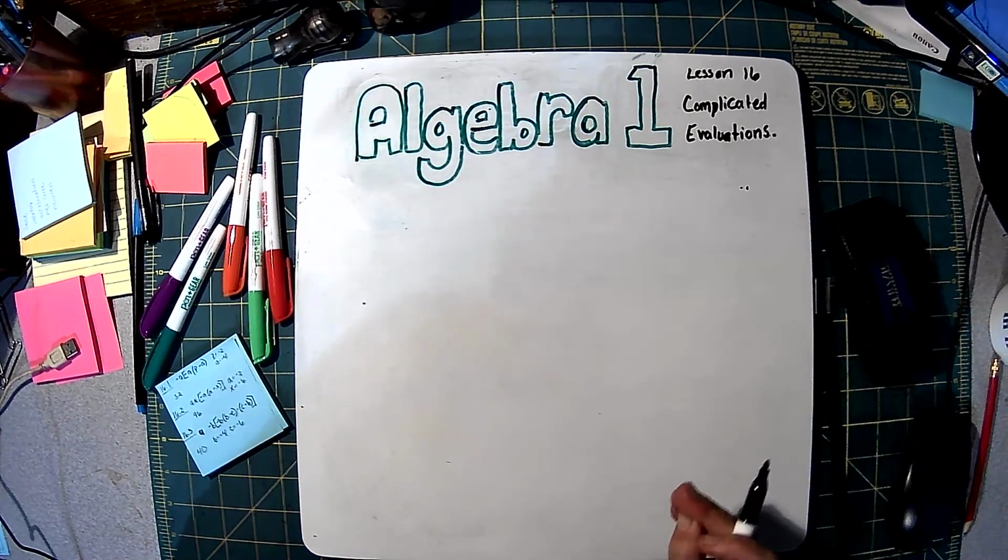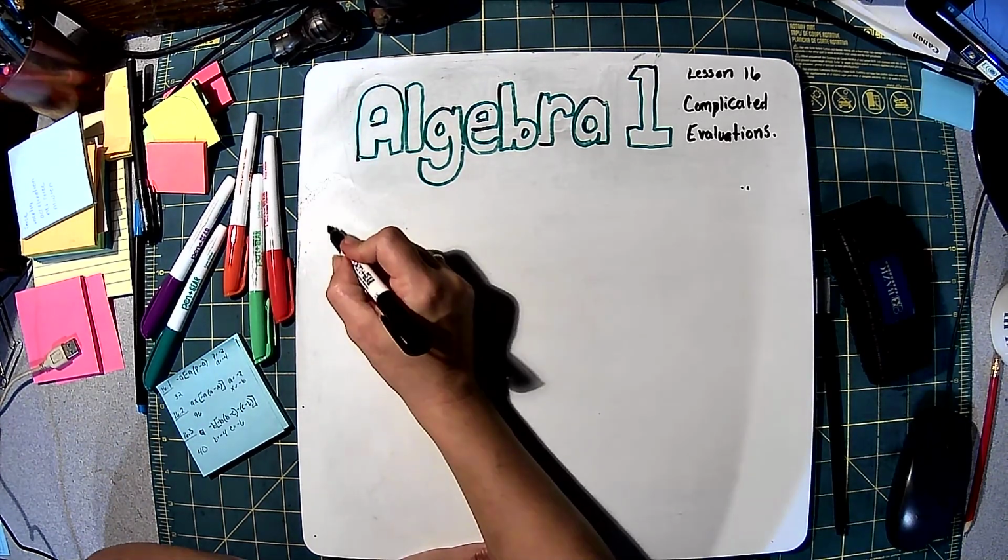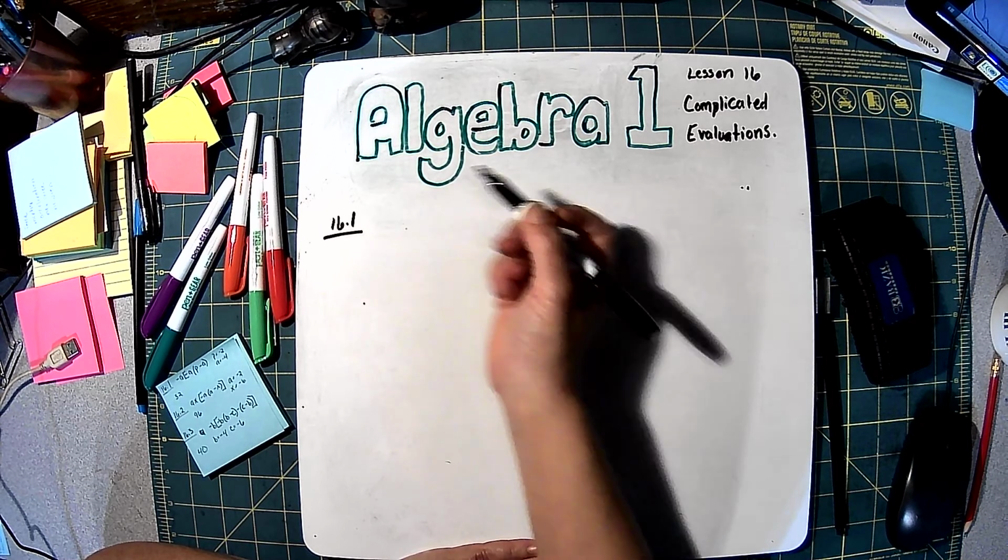Hi everybody, this is Algebra 1, Lesson 16, and this goes over more complicated evaluations. Alright, so I'm just going to do some examples here.